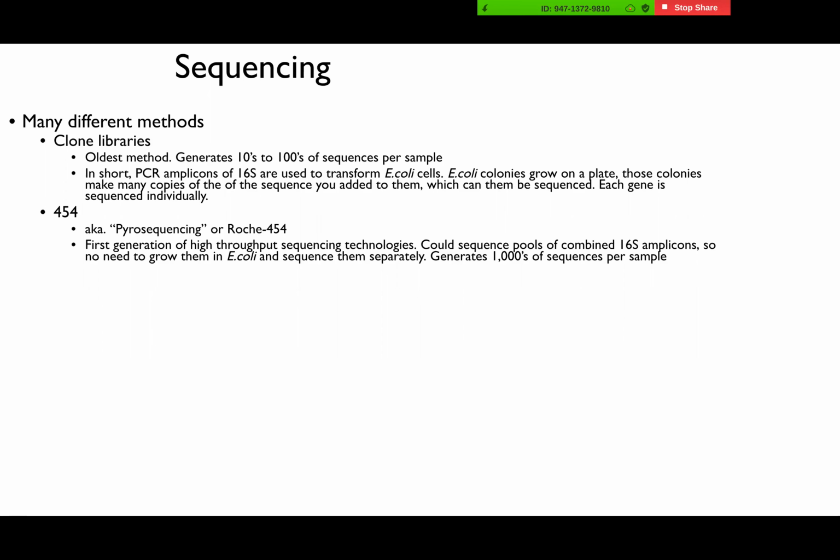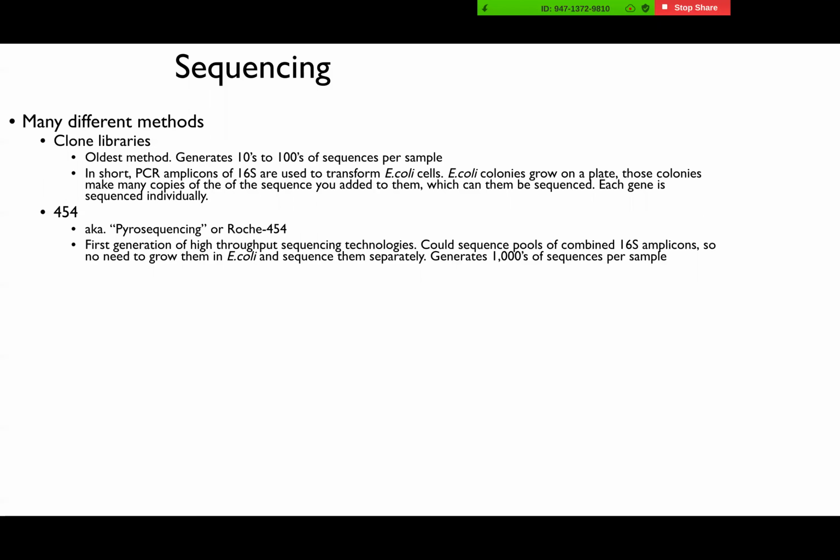So the first is what we call a clone library. Basically, it's the oldest method. It generates tens to hundreds of sequences per sample, so not a lot of DNA sequences, though that might seem like a lot of DNA sequences if you've never played with DNA sequences. But trust me, as someone who's played with a lot of DNA sequences, 10 to 100 is not a lot.